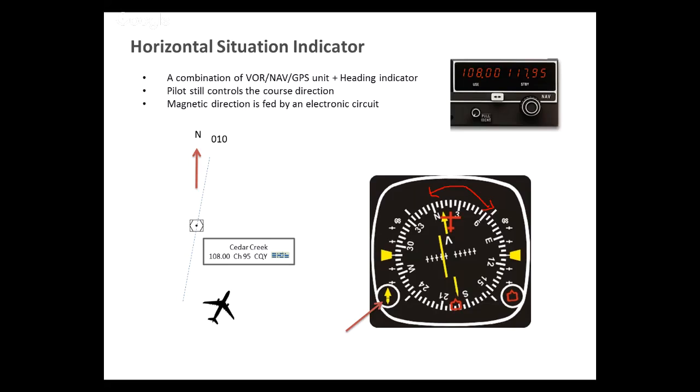But it works off the same principles. It's got a course deviation indicator. It's got a to-from flag. In this particular example, the to-from flag is just an arrow. And so you can fly and use it just like a regular VOR gauge. It just is simple right there with the heading indicator.